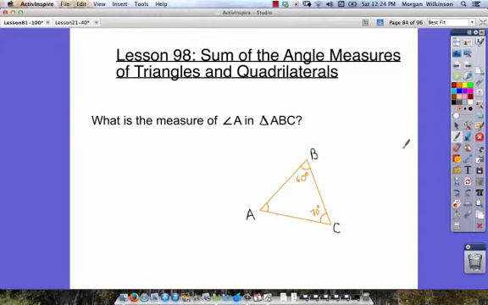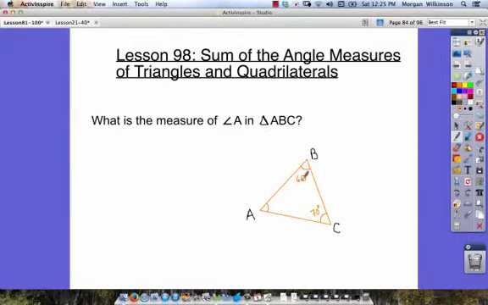Lesson 98 has a title of Sum of the Angle Measures of Triangles and Quadrilaterals. And our first question says, what is the measure of angle A in triangle ABC? This was my attempt at drawing by hand the triangle symbol. It's just a triangle with a shaded edge on the right-hand diagonal side. So we want to find the measure of angle A.